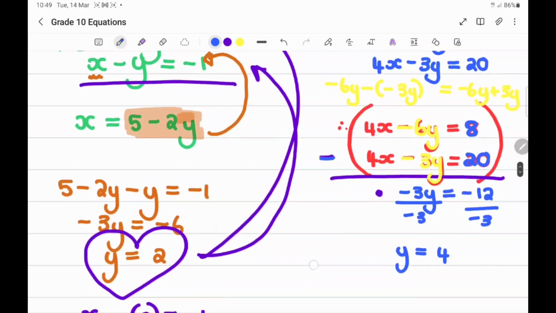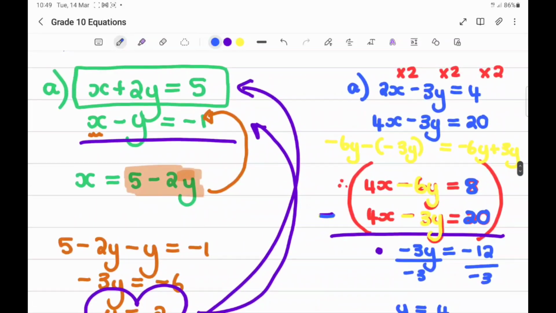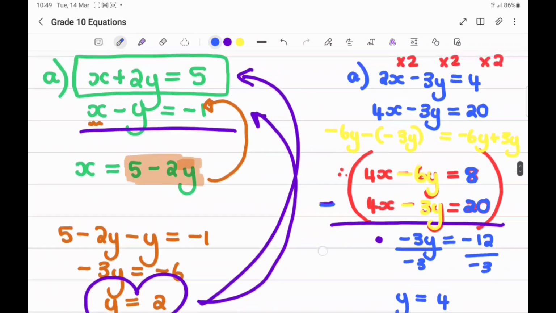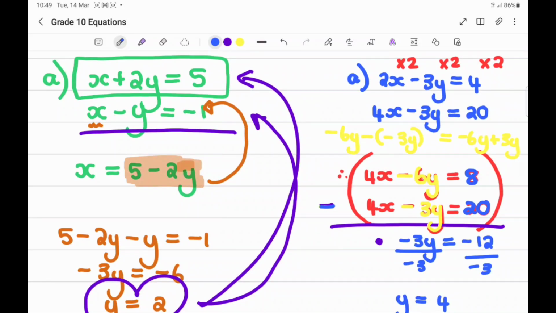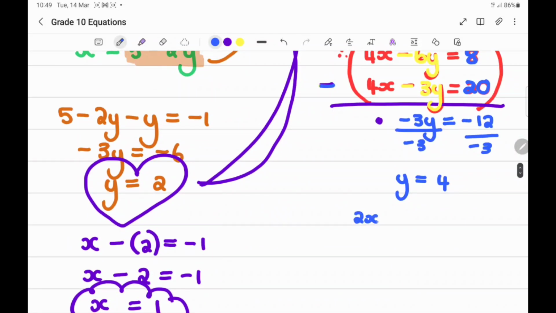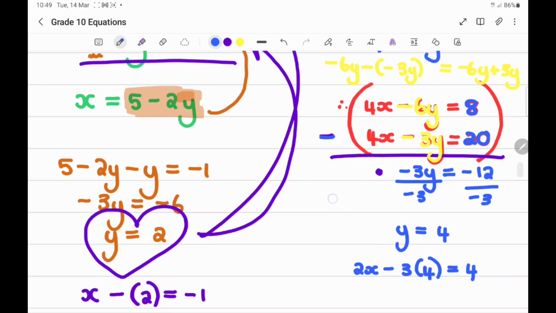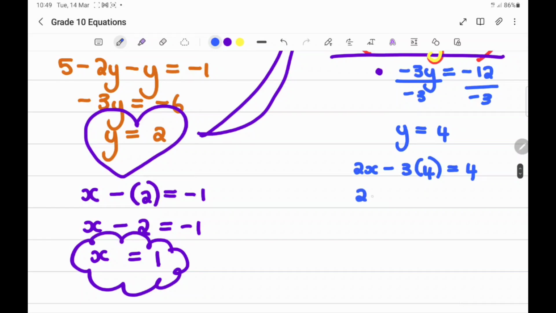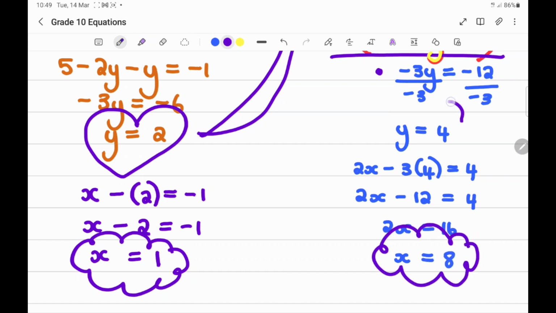Now that you've got y is 4, you go and replace it into which one? Any one, even the manipulated one, it could have been. So I'm just going to go with the original there at the top. 2x minus 3y is 4. So 2x minus 3 times 4 is equal to 4. So 2x minus 12 is equal to 4. Thus 2x is equal to 4 plus 12, which is 16. Thus x is 8.